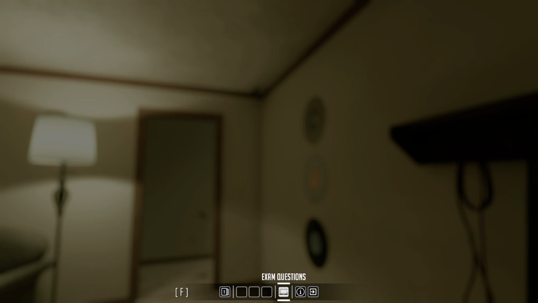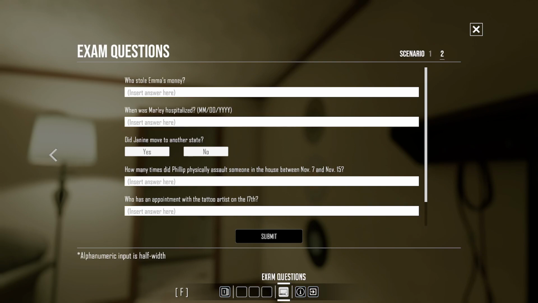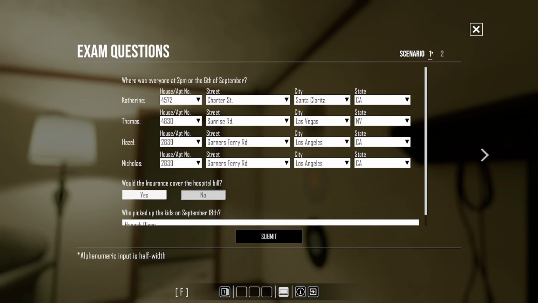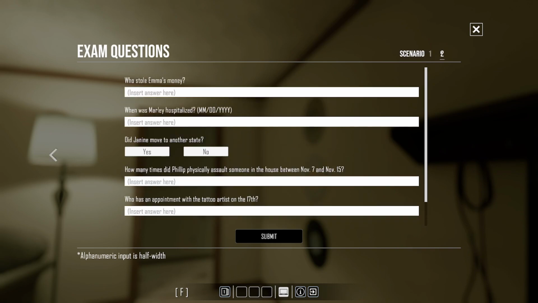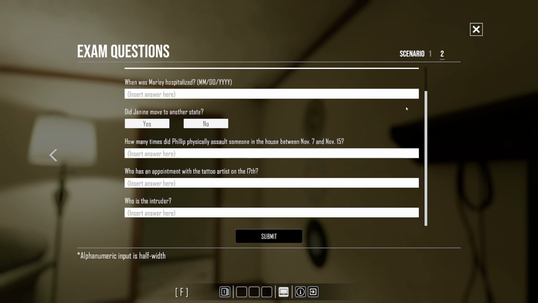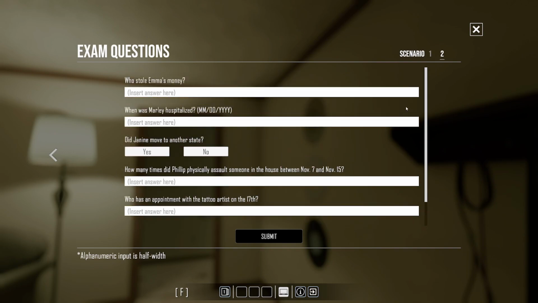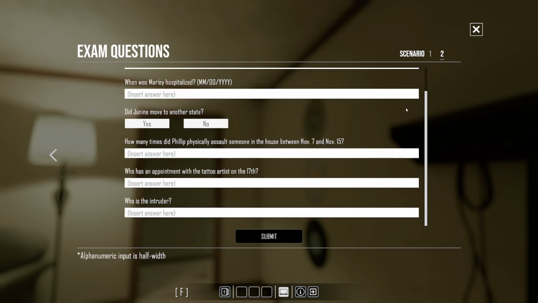Let's see, what do we need to learn from here? Who stole Emma's money? So this is the scenario 1. When was Molly hospitalized? Month, date, year. Did Janine move to another state? How many times did Philip physically assault someone in the house between November 7th and November 15th? Who has an appointment with the tattoo artist on the 17th? Who is the intruder? Interesting. Quite a lot of questions.